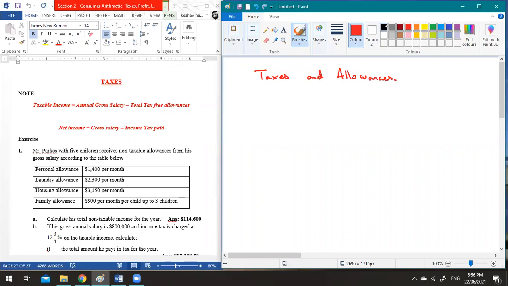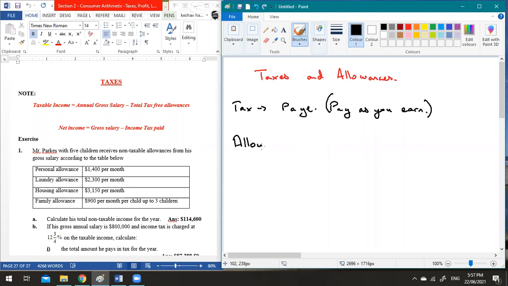So taxes and allowances, right? Now, when you work, you have to pay tax to the government. This tax is called PAYE, P-A-Y-E, or pay as you earn, right? So this is tax based on your gross salary. Now, they have allowances and taxable income.